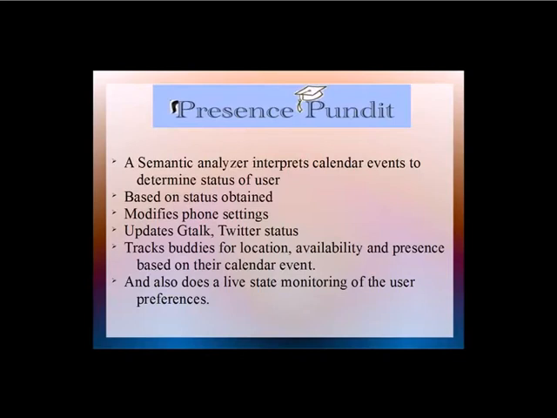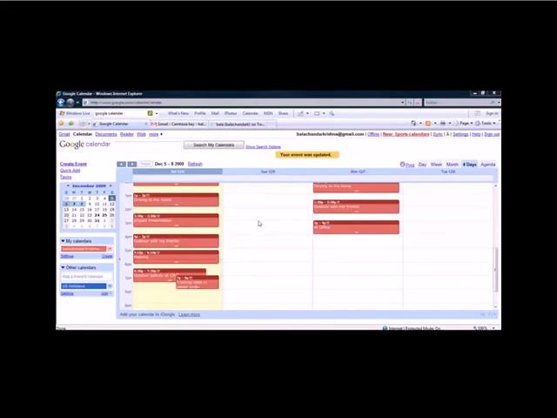The unique features of the application include intelligent interpretation of the calendar events using a semantic analyzer to determine the status of the user. It recommends a phone setting for the user based on the kind of event that the user is about to participate in. Additionally, it also sets the present status of the user on his favorite apps like Twitter and Gtalk. It also has a buddy tracking system that allows you to spot the location of your friends on the map. Now let's take a look at the demo of the application.